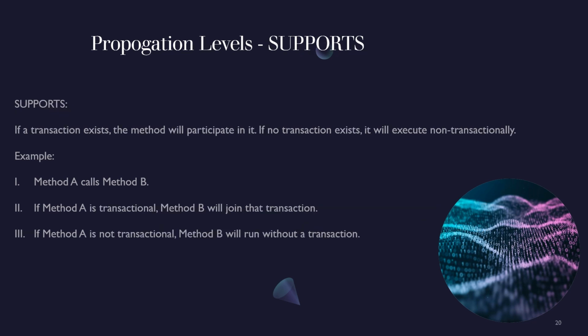The next propagation level is SUPPORTS. If a transaction exists, the method will participate in it. If no transaction exists, it will execute non-transactionally. For example, if there are two methods, method A and B, if A is transactional, method B will join that transaction. And if A is not transactional, method B will run without a transaction.